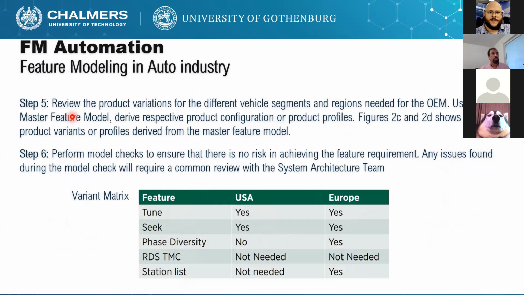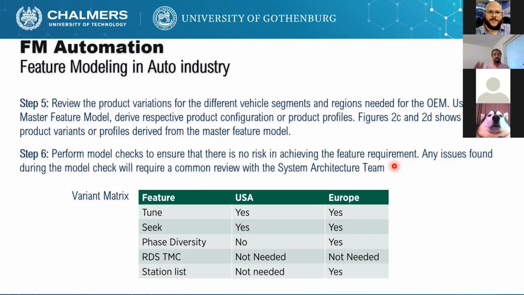In step 5, we review the product variations for different vehicle segments. Now you have the feature model and you have the propositional logic, and you are able to do the configuration management. Configuration management would require the variation model, and then you start picking and choosing to create your product line. Perform model checks to ensure that there is no risk in achieving the features.